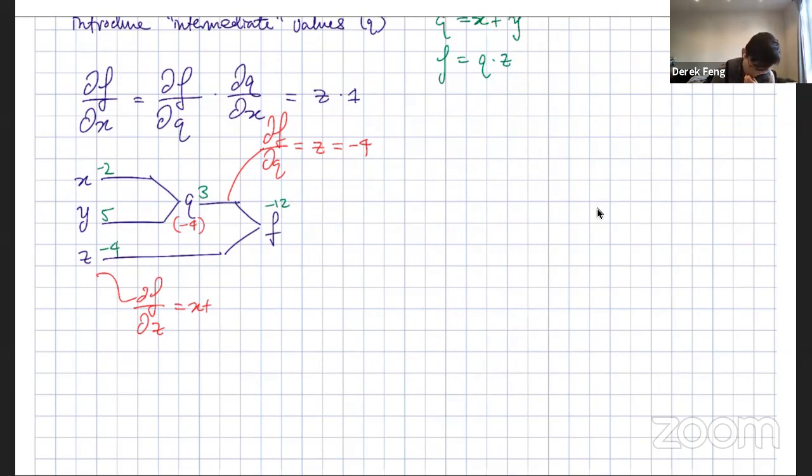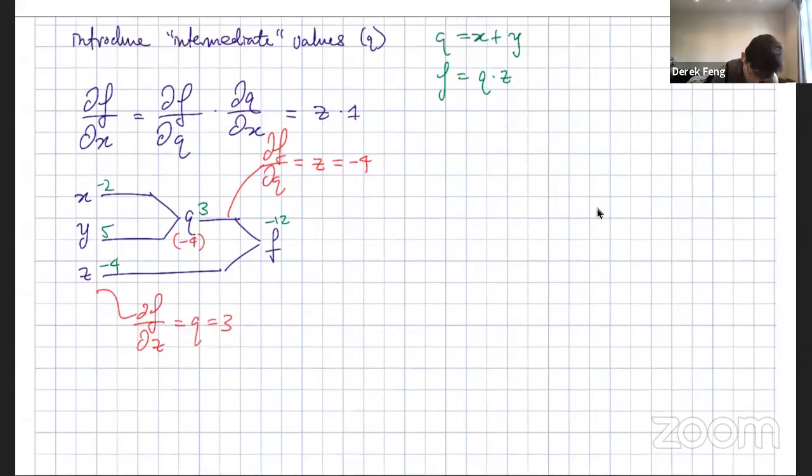Oh, -3. 3, sorry, yes. So usually I would write this here as 3. And then if you keep going, you can write your df by dx as -4 and -4. Okay, so far so good. No questions? It should be pretty straightforward.